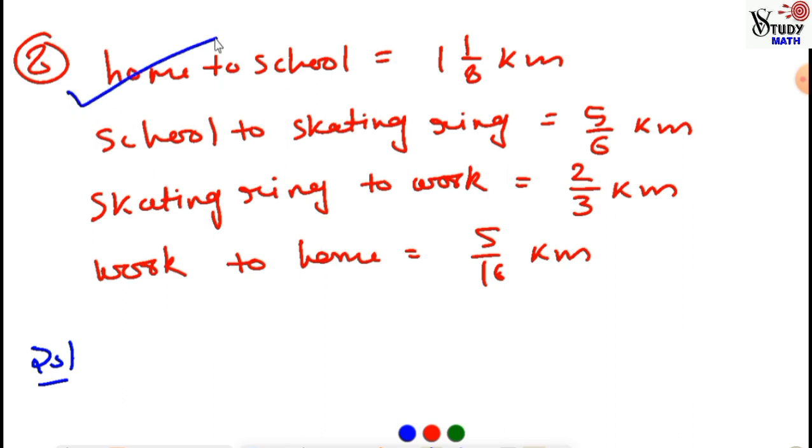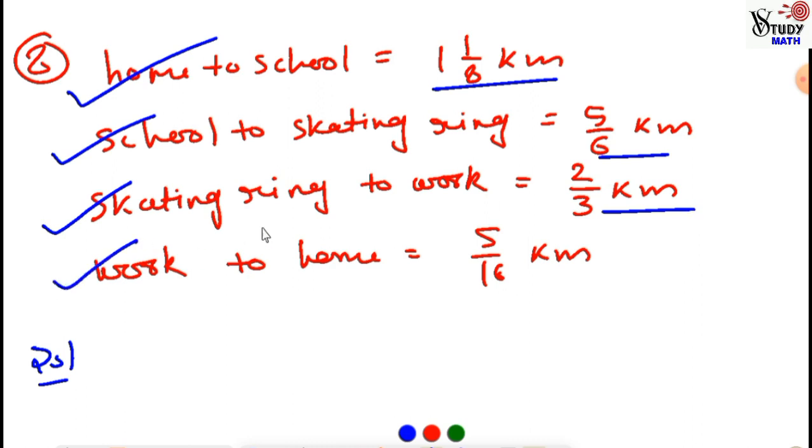Again he goes from school to skating ring and travels this distance. Again he goes from skating ring to work and travels this distance. Again he goes from work, that is office, to home and travels this distance. So these 4 distances he travels, and we have to find the total distance traveled by Rohit.